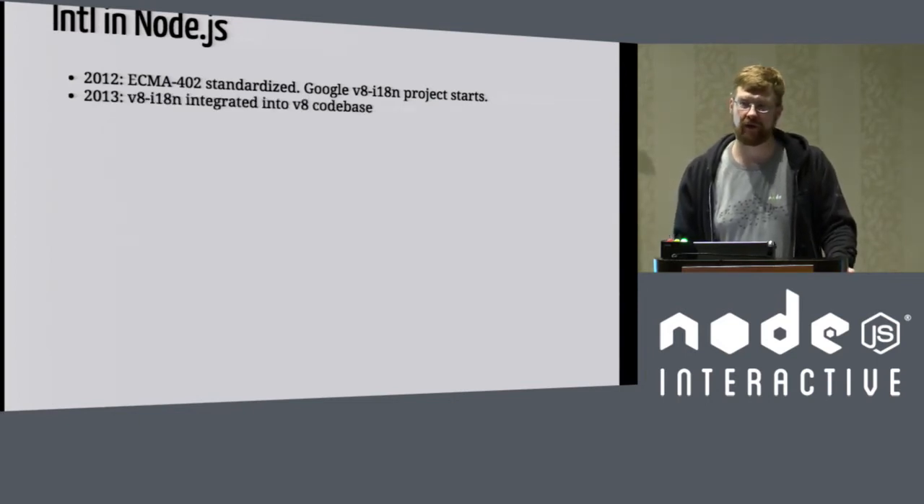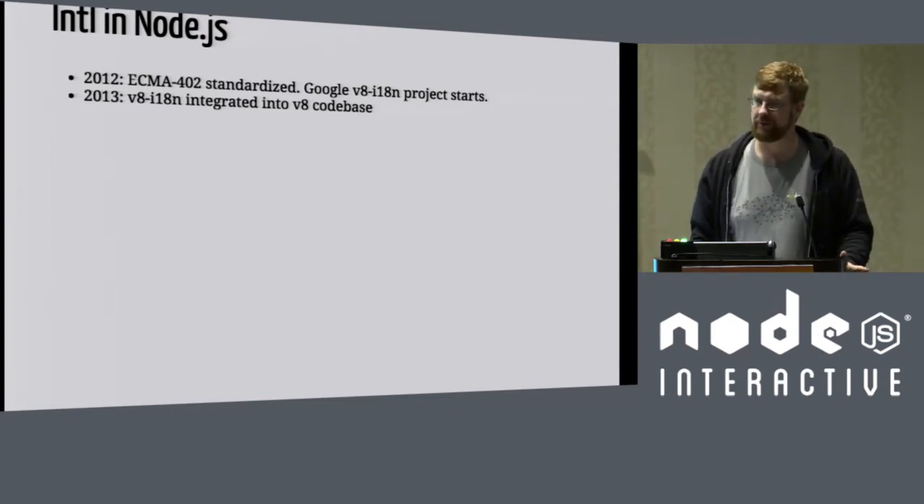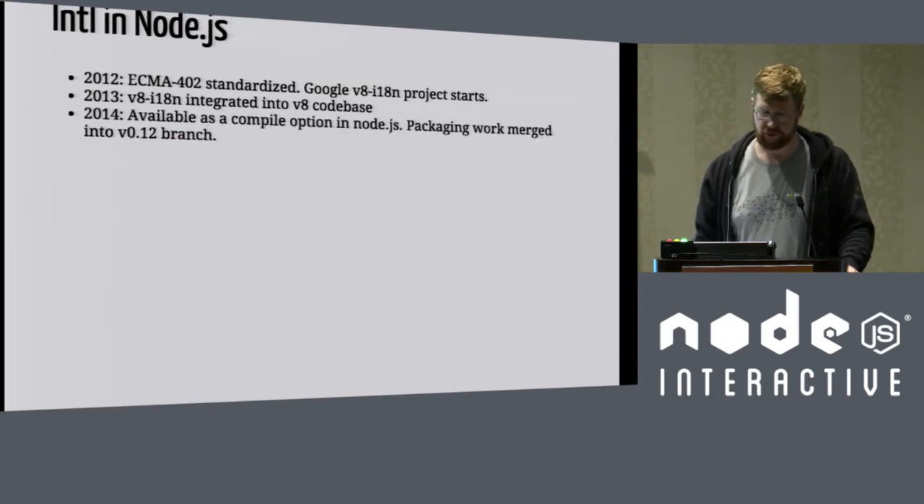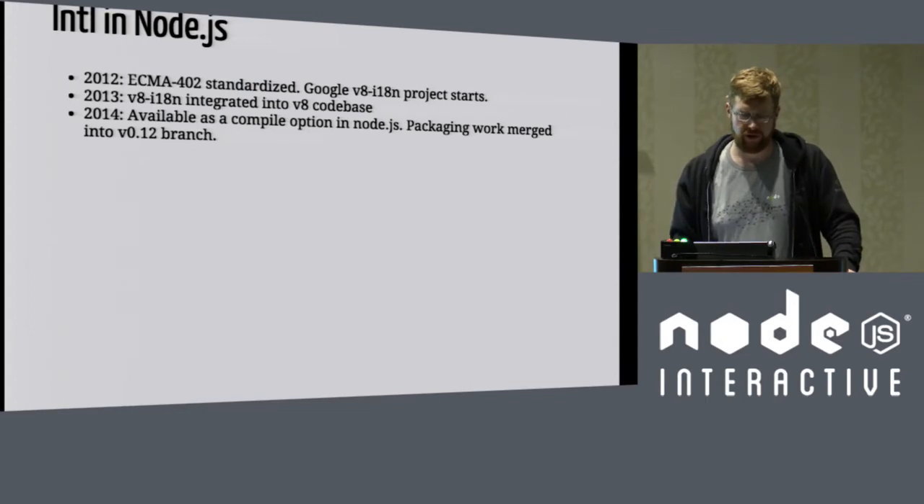In 2013, it was integrated into the V8 codebase, and it was available in Chrome pretty early on at that point. In 2014, it was a compile option in Node.js, but I don't think very many actually ventured to turn it on. It was a bit complicated, but I worked in some packaging. That's where I started getting involved in Node in the 2013-2014 timeframe. Merged some work into the 0.12 branch.